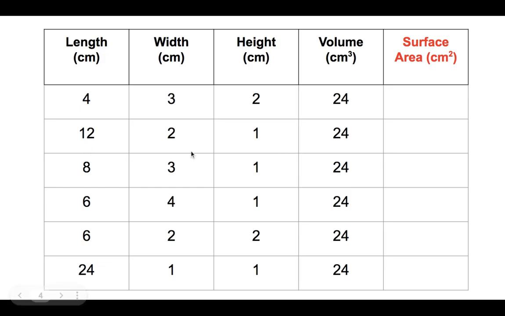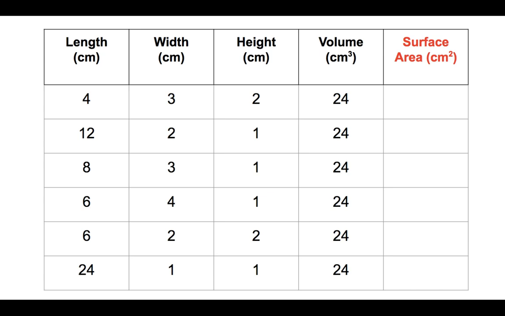I have 12 by 2 by 1, 8 by 3 by 1, 6 by 4 by 1, 6 by 2 by 2, and 24 by 1 by 1. Notice that their products all equal 24 cubic centimeters. And again, you could reverse these orders, it's still the same box. So now that we have the first 4 columns filled in our table, we now need to calculate the surface area to see if they all use the same amount of material.